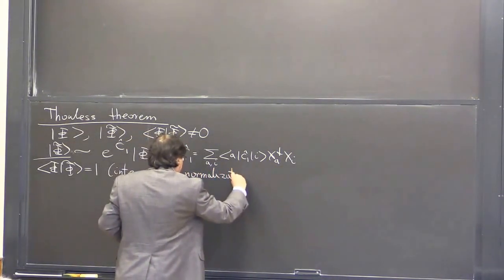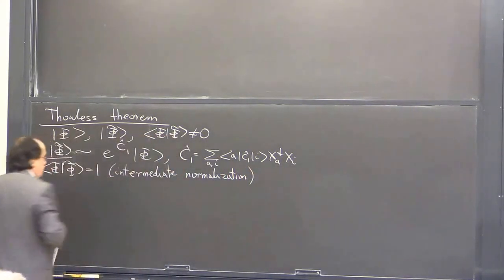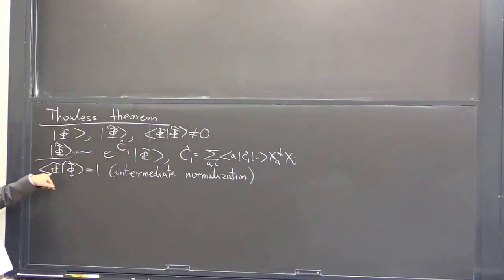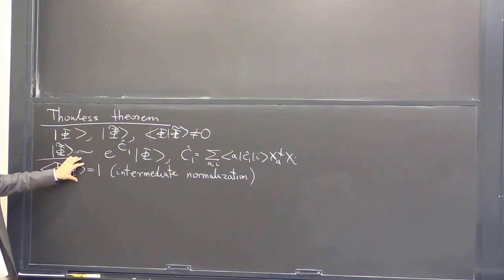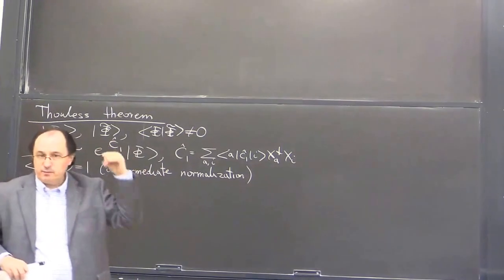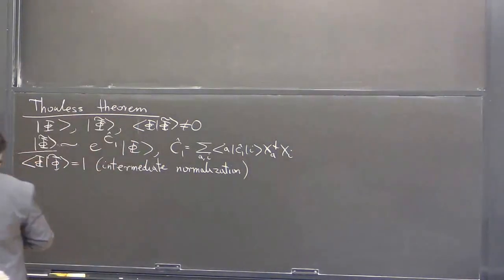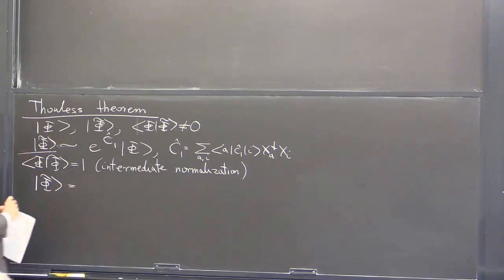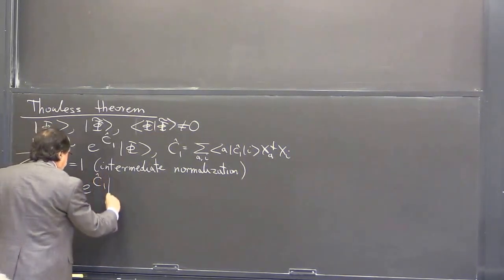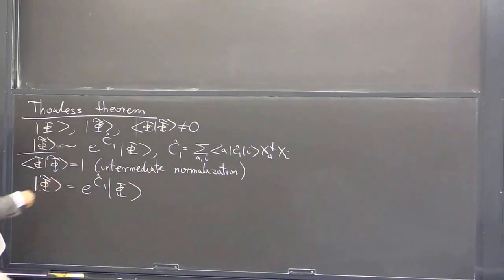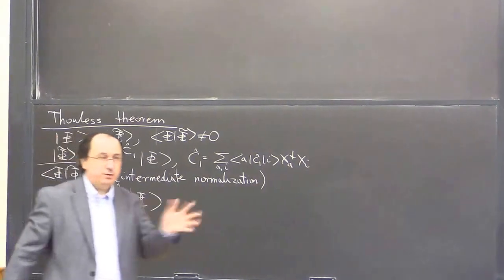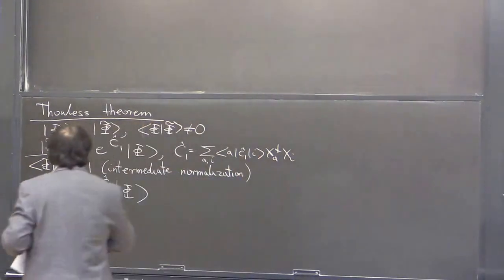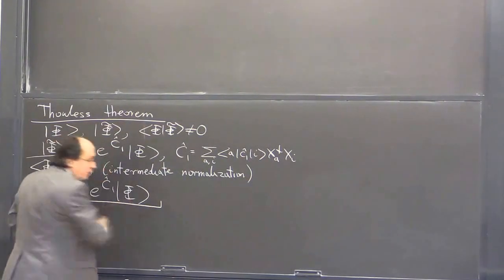So we will be assuming the intermediate normalization condition, which states that if you form an inner product of phi and phi tilde, then you get 1. As I said, if this is not satisfied, all you need to do is to divide phi tilde by a constant, and you end up with this formula. If you satisfy this condition, then the Thouless theorem is actually this: phi tilde equals e to the C1 acting on phi. There's no constant in front. It's simply e to the C1 acting on phi. So that's the statement we will prove now.